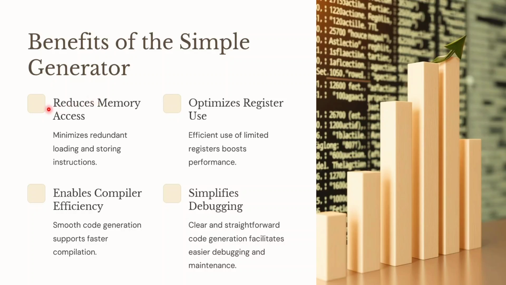Now let's look at the benefits of using a simple code generator. First one is reduced memory access. In that, it minimizes redundant instructions, reducing the need to load or store the data. Next one is optimized register use. In that, efficient use of limited registers leads to better performance. Next one is enabling compiler efficiency. In that, a simple generator results in faster compilation due to smooth code flow. Next one is simplified debugging. In that, clear and straightforward code generation facilitates easier debugging and maintenance.